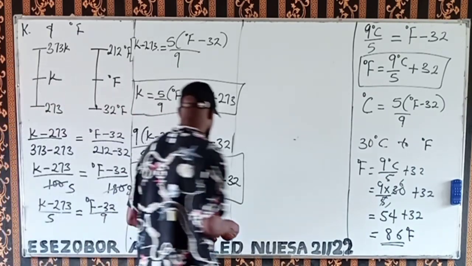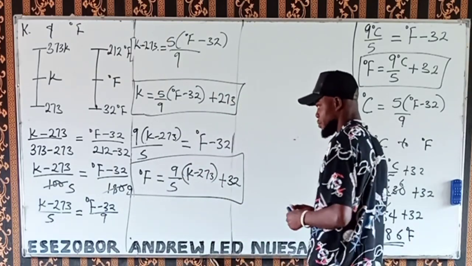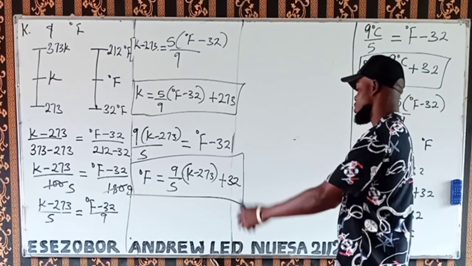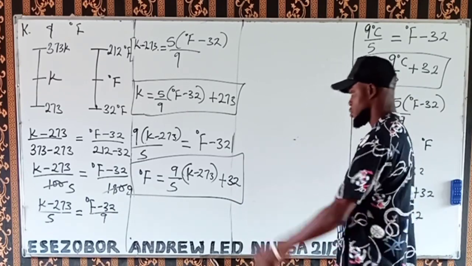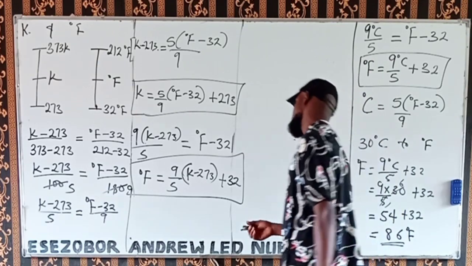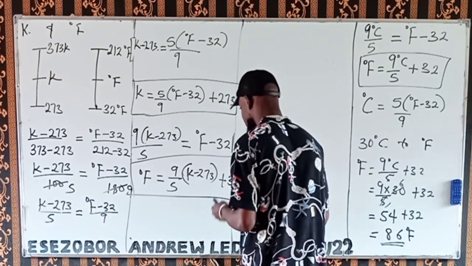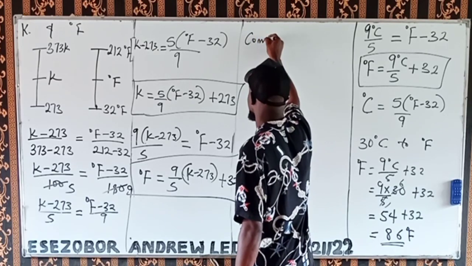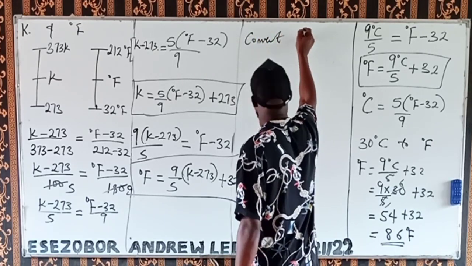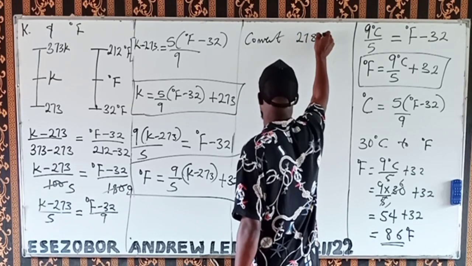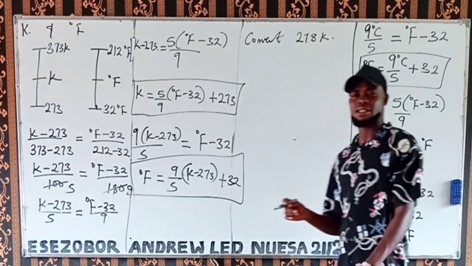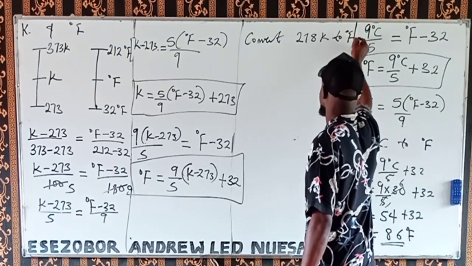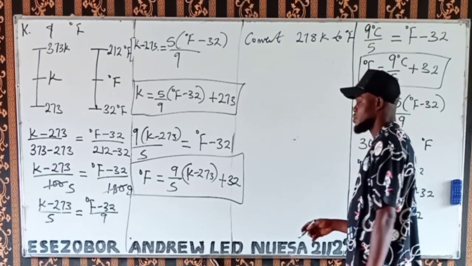So let's look at a very simple question now, something that will be lovely for us to solve. Let's say convert 278 Kelvin to degree Fahrenheit. Convert 278 Kelvin to degree Fahrenheit.